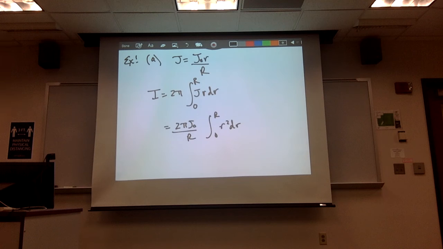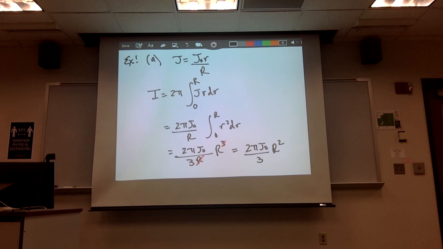Good, R to the third over 3, so it's going to be the same thing then as 2 pi J0 divided by 3 times R times capital R cubed. Here, this R is going to cancel this one, so I finally get then that my current is going to be 2 pi J0 divided by 3 all times R squared.